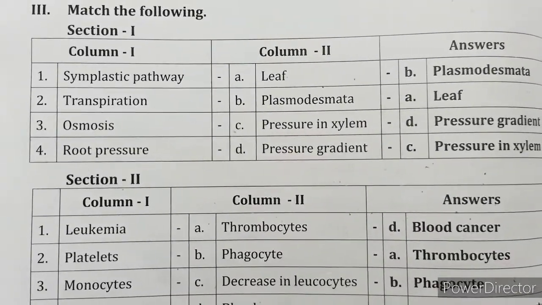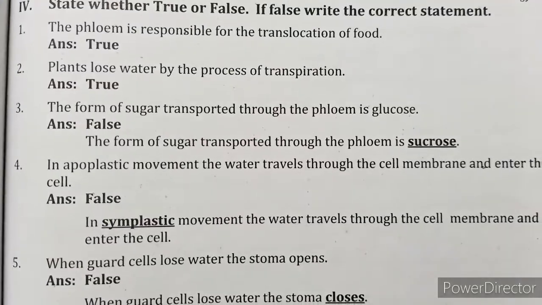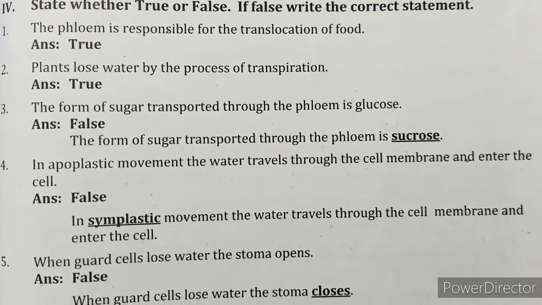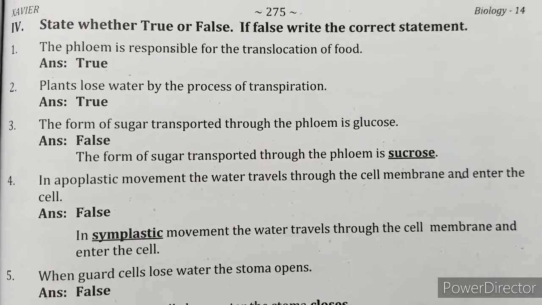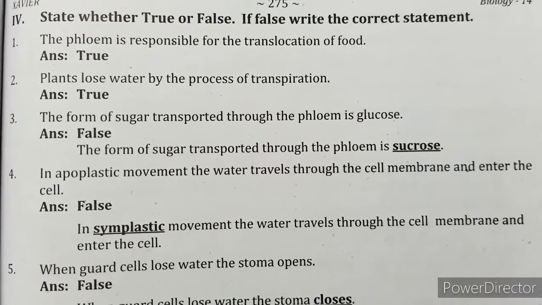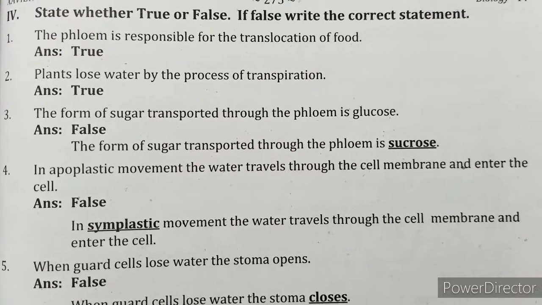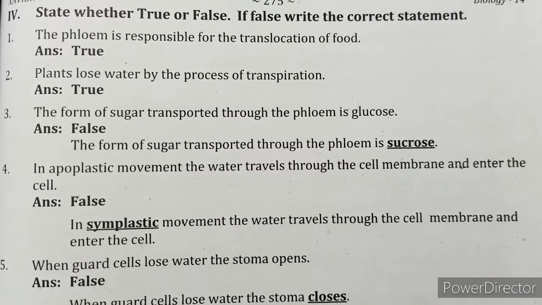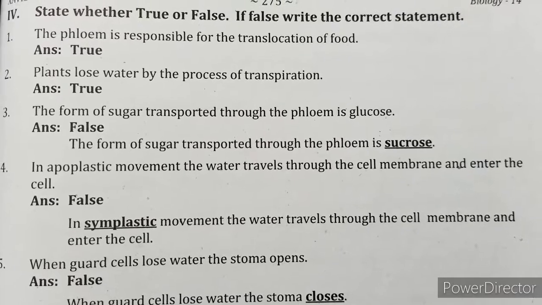Match the following. State whether true or false. If false, write the correct statement. The phloem is responsible for the translocation of fluid. True. Plants lose water by the process of transpiration. True. The form of sugar transported through a phloem is glucose. False. The form of sugar transported through a phloem is sucrose.